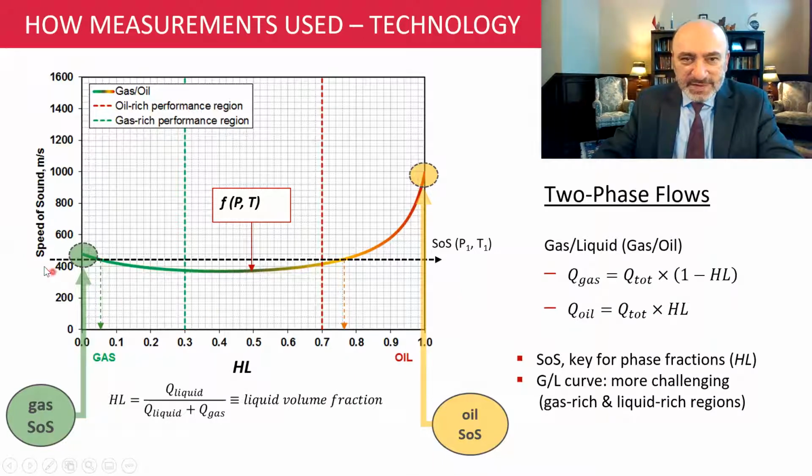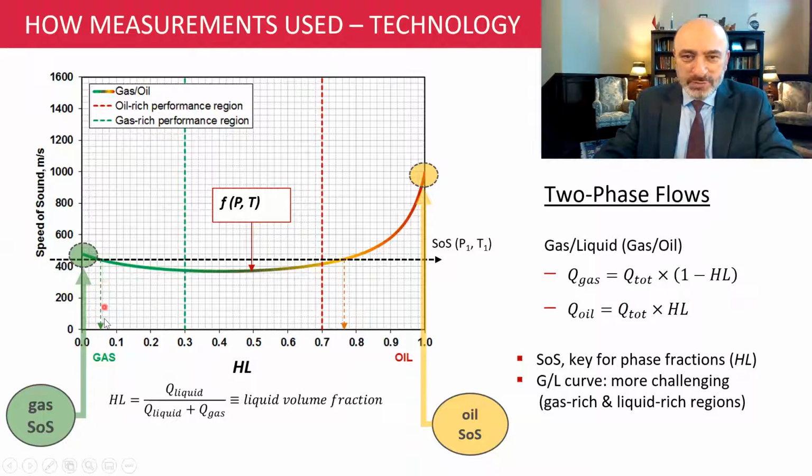Here we have an example speed of sound measurement of 400 meters per second, this horizontal dashed line. So it intersects the Woods curve at two locations. This is location number 1, and here location number 2. So these are two valid solutions. Fortunately, those two solutions correspond to very different flow conditions.